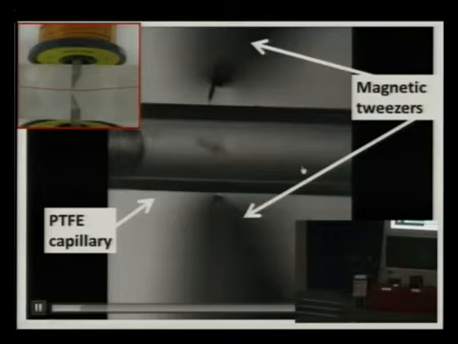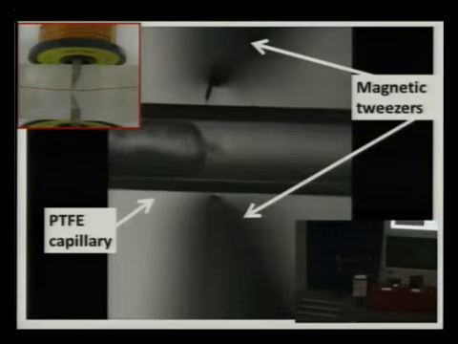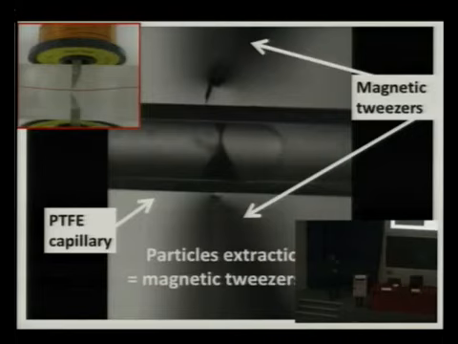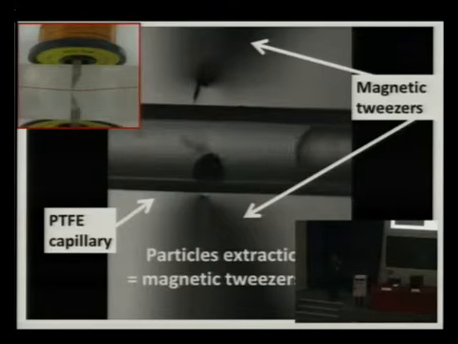So when the droplet with the magnetic beads inside is coming in between the magnetic tweezers, we can switch on the current, and so switch on the magnetic field, and capture the magnetic beads. And when the second droplet is coming, we can switch off the magnetic field, and so release them. The movie is stopped.